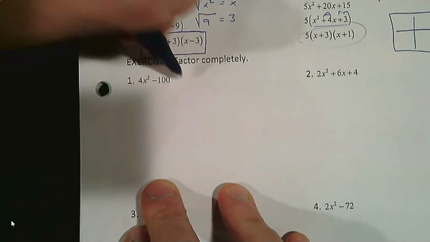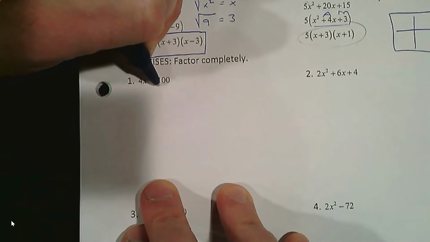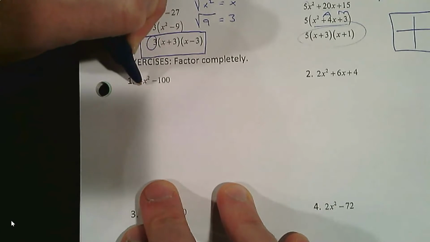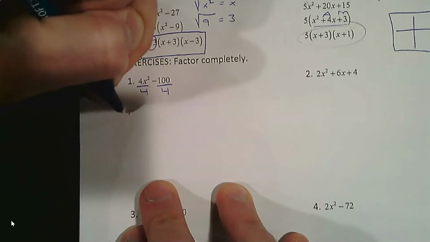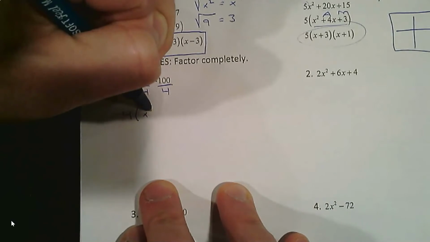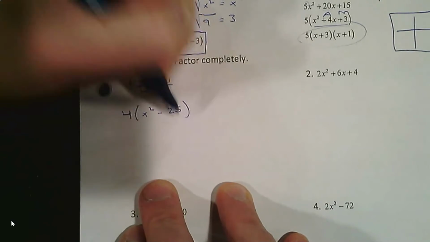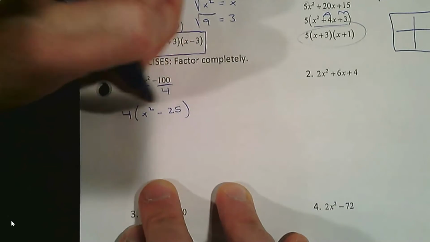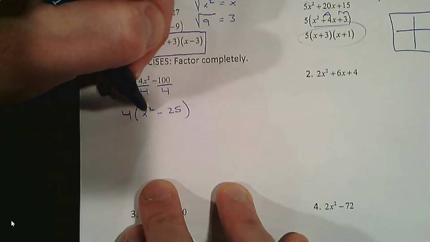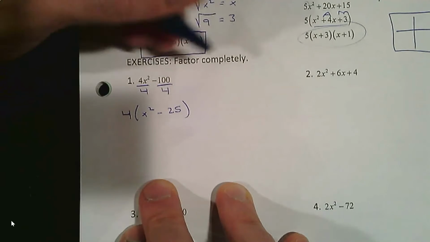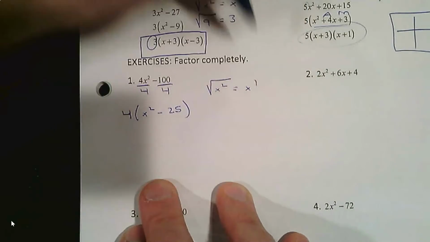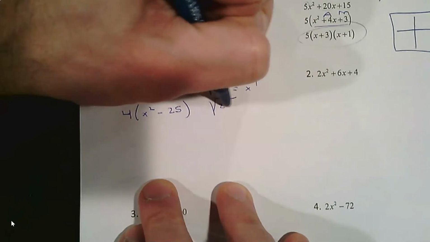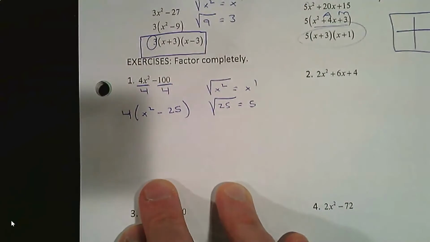So here, 4. 100 is divisible by 4, as is 4. So that's going to be my greatest common factor. They don't share an x. So I'll have 4 times x squared minus 25. This is a binomial, a difference of two perfect squares. So I'm going to take the square root of x to the second and get x to the first. The square root of 25 is 5.